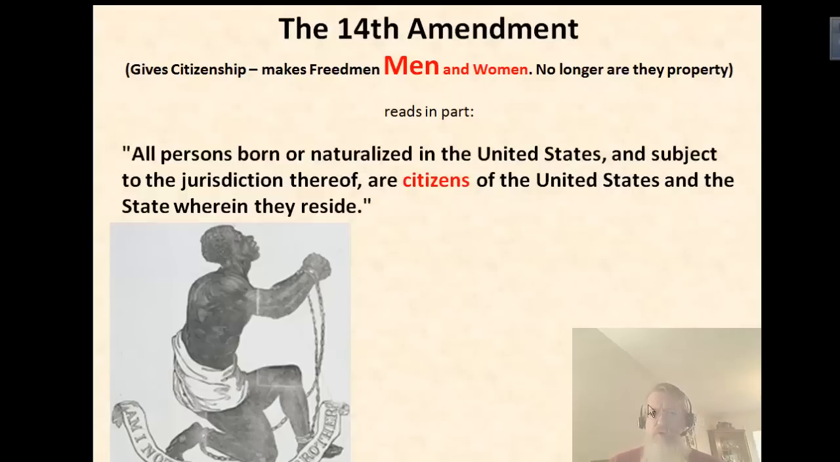So as you see there, it says all persons born or naturalized, as in came here as immigrants and then become citizens eventually in the United States and subject to the jurisdiction thereof, are citizens of the United States and the state where they reside. So they're citizens of both the United States and the state, such as Maryland, Virginia, New York, wherever they reside.